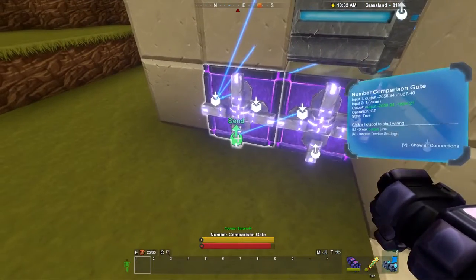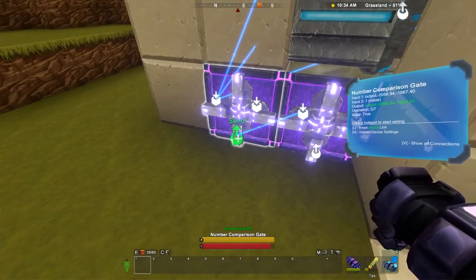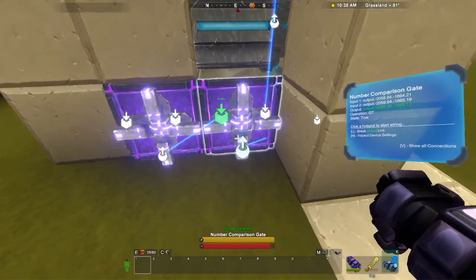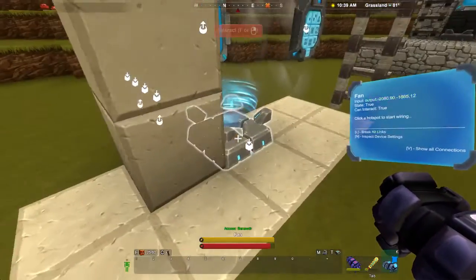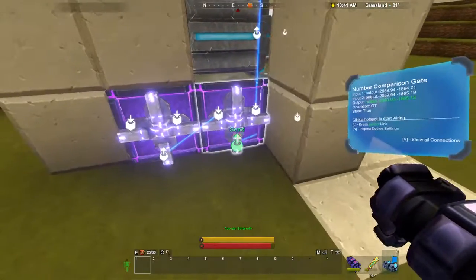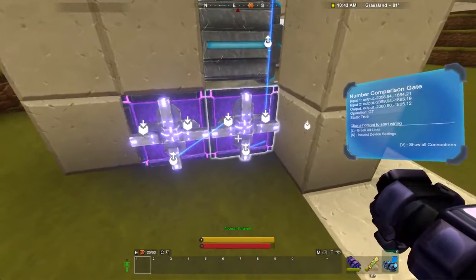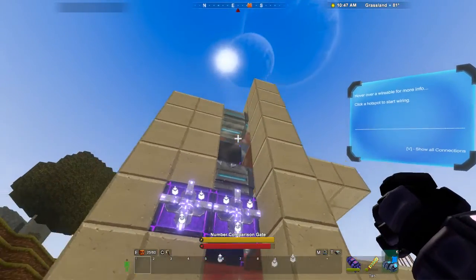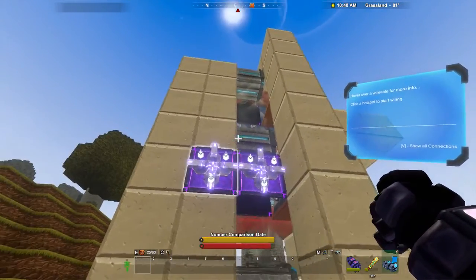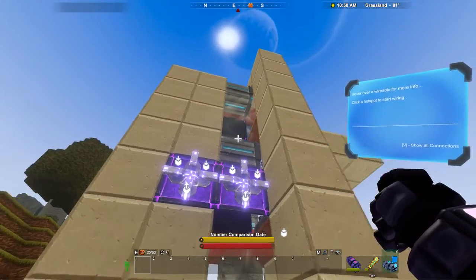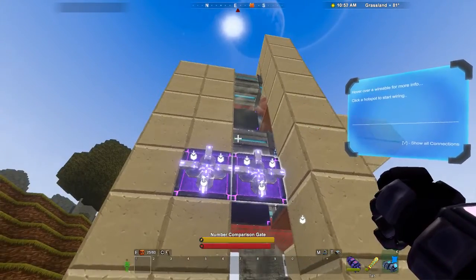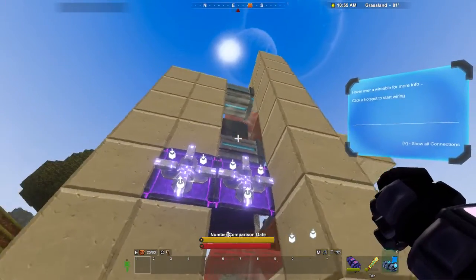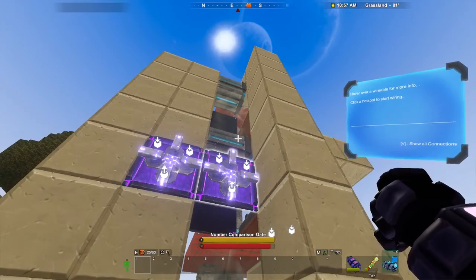But if you look at this wire, it's not going straight to the fan, it's going to this comparator, a second comparator, and it's the second comparator that goes to the fan. So what is the second comparator also checking for? It's checking for the pressure plate on the level above it. As long as that pressure plate is not being pressed, this fan will blast. So if the pressure plate is not being activated, it must output false.